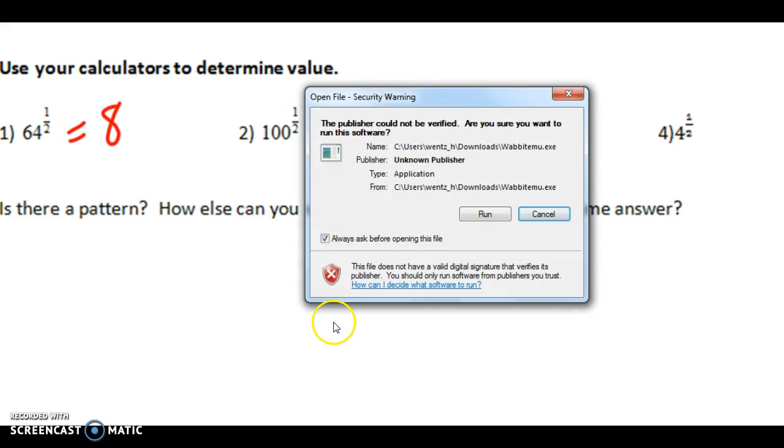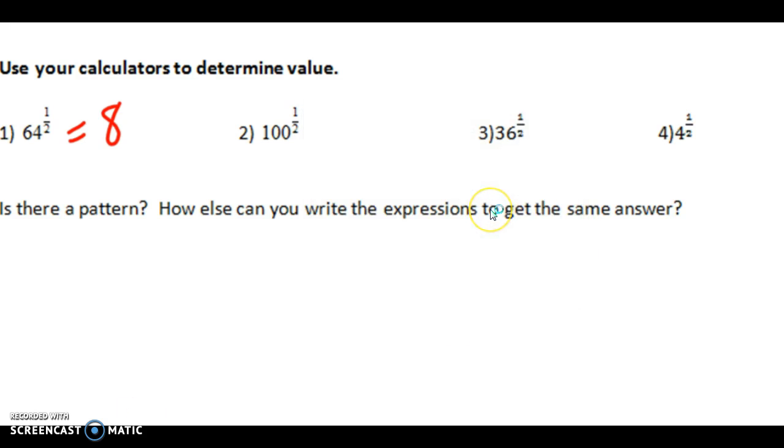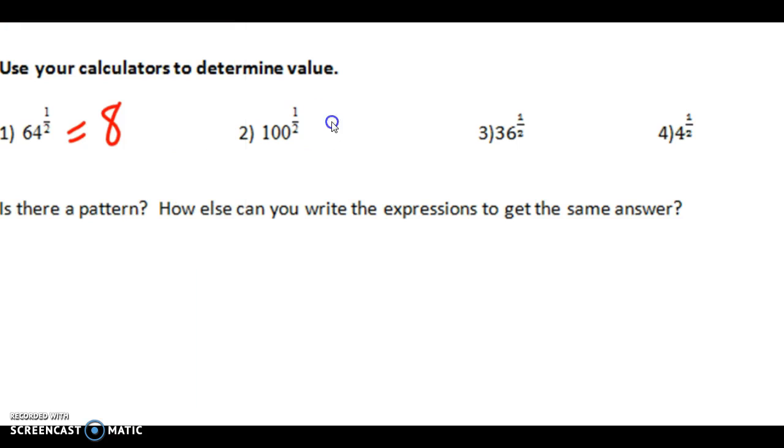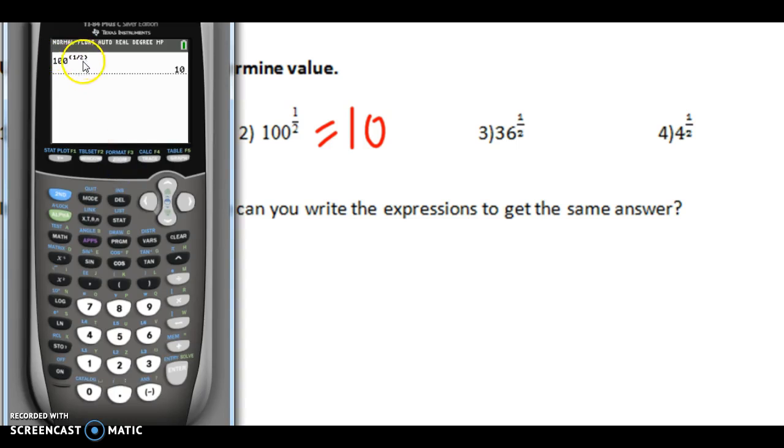So let me make sure you understand. Like I'll show you 100 to the 1/2 power. You would put 100, then the caret button, but you have to put your exponent in parentheses. So you do 1 divided by 2. And your answer to that one is 10. But you saw how I had that plugged into the calculator, how it was in the parentheses.